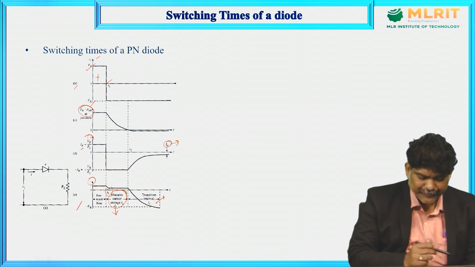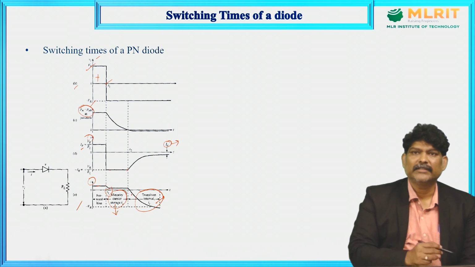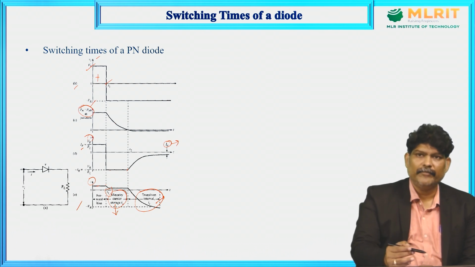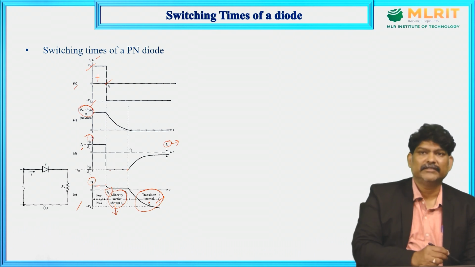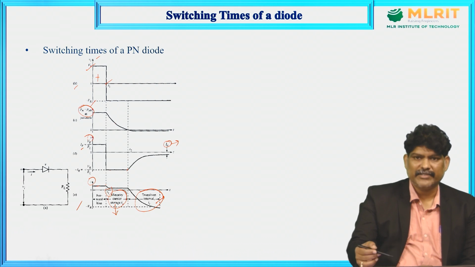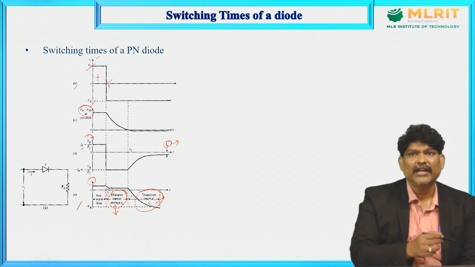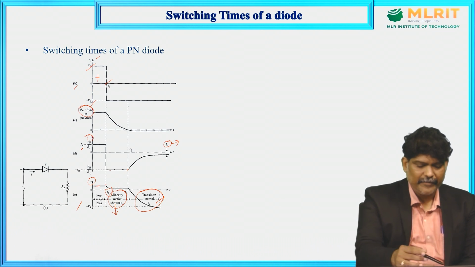It is given by the storage time. And similarly, the transition time. Transition time is the time required by the diode to change its state completely from one state to another. Transition means changing completely from forward to reverse bias. So these are the switching times of a diode.